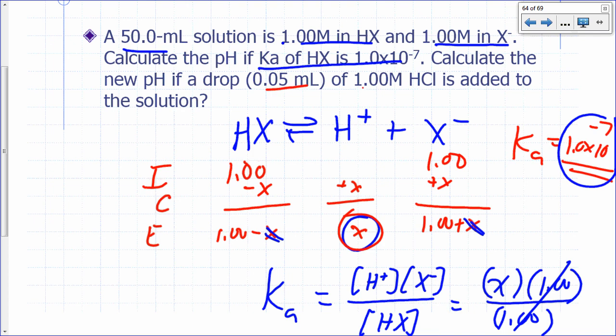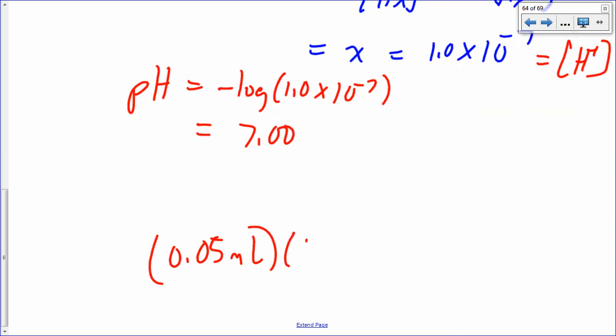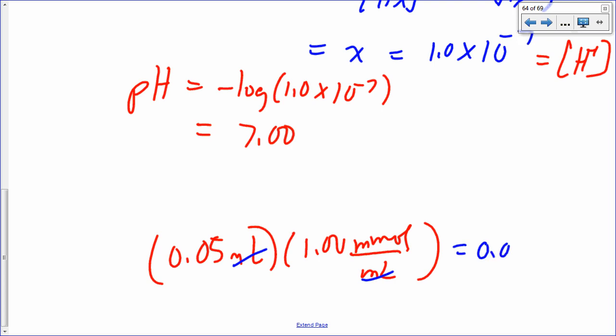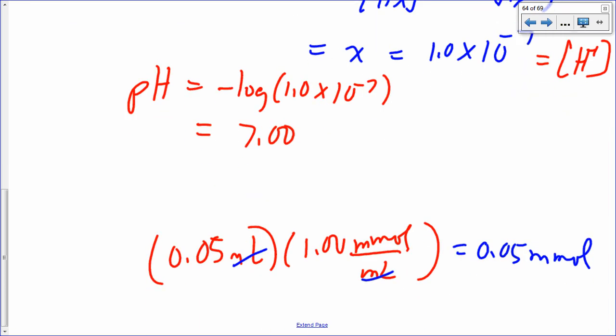0.05 mL of 1 molar HCl. What happens if it's contaminated? So a drop is about 0.05 mL of 1 molar HCl, 1 millimole per mL. That gives you 0.05 millimoles. What would happen? What would be the reaction this time?